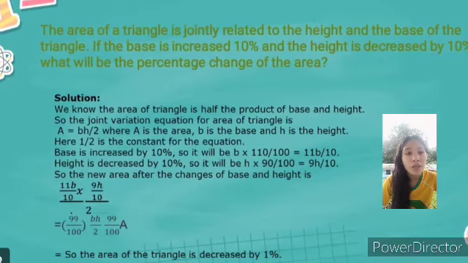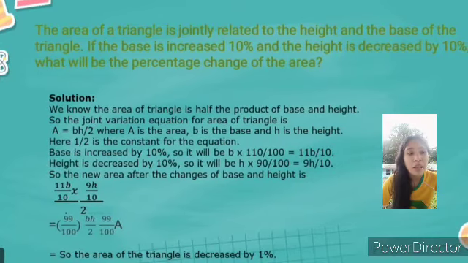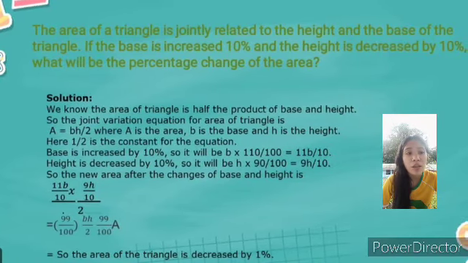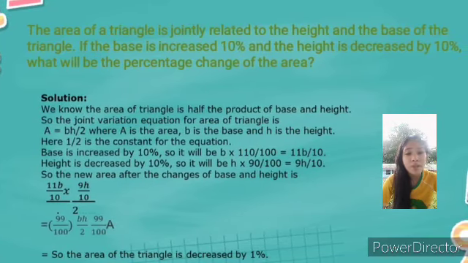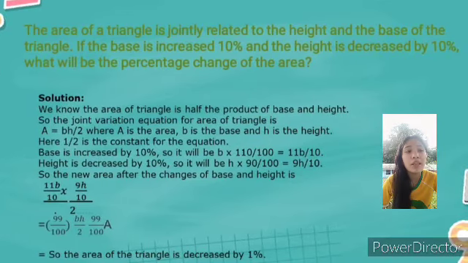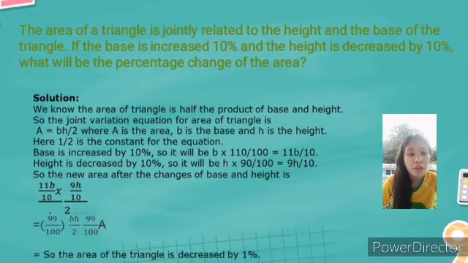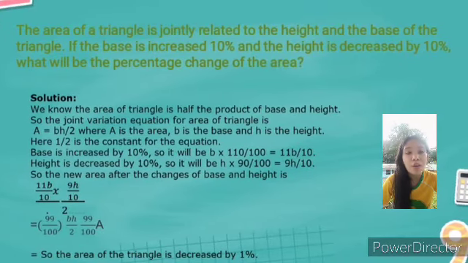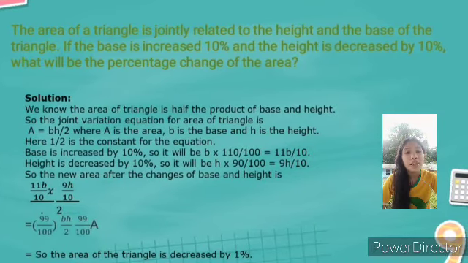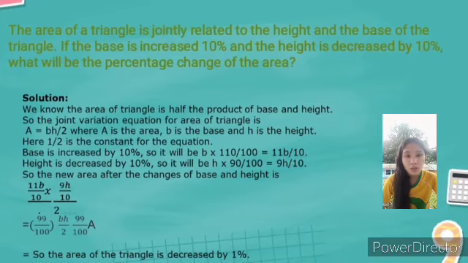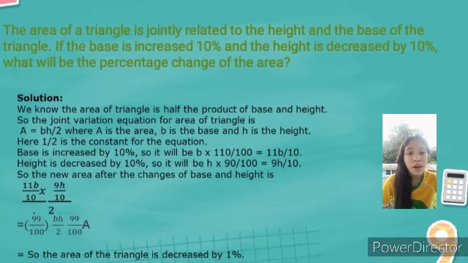Where 1/2 is the constant for the equation. Base increases by 10%, so it will be B times 110 over 100, which equals 11B over 10. Height is decreased by 10%, so it will be height times 90 over 100, which equals 9H over 10. So the new area after the changes of base and height is 11B over 10 times 9H over 10, divided by 2. So, 99 over 100 times base times height over 2 is 99 over 100 A. So, the area of the triangle is decreased by 1%.